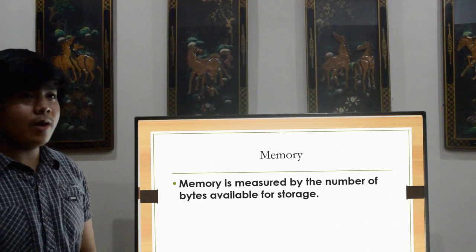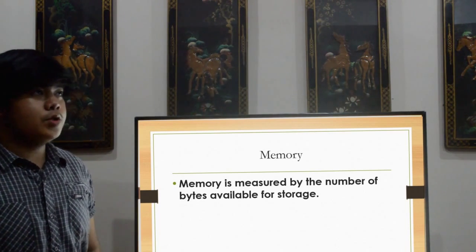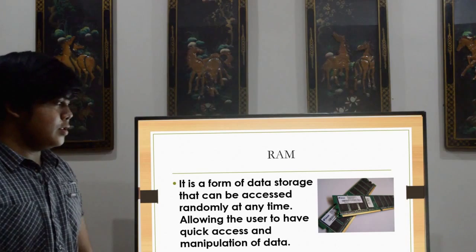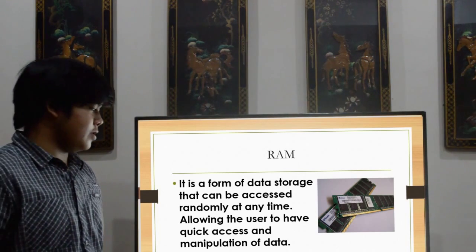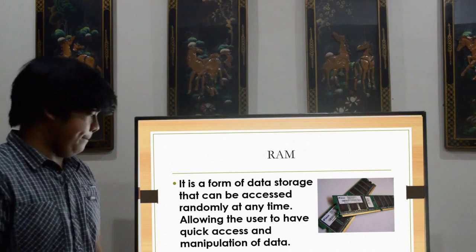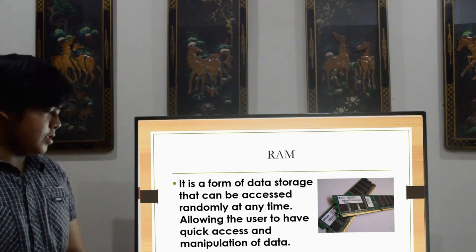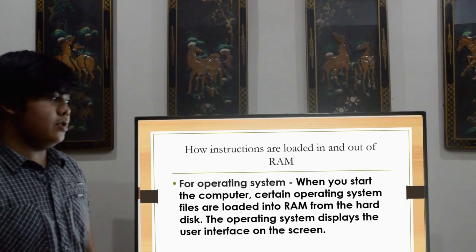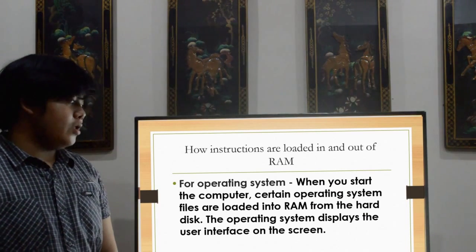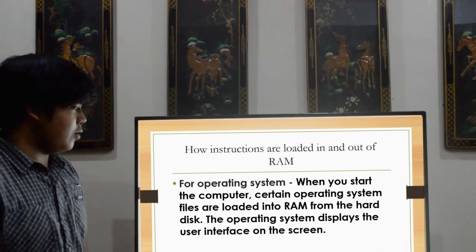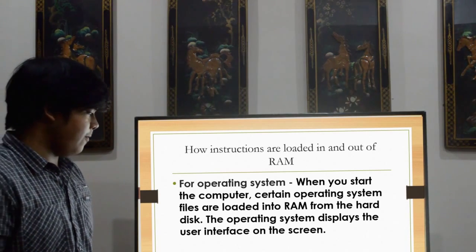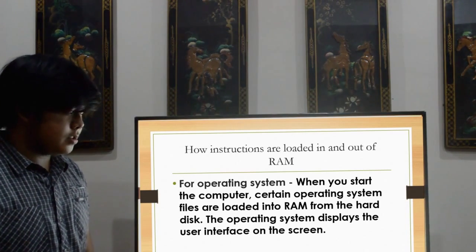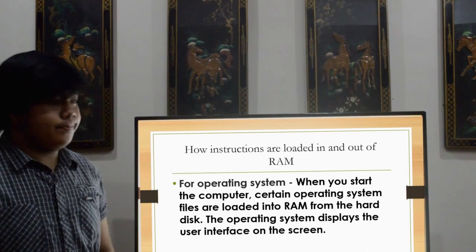Hi, now we'll talk about memory, ROM, and RAM. Memory is measured by the number of bytes available in the storage. RAM is a form of data storage that can be accessed randomly at any time, allowing the user to have quick access and manipulation of data. All instructions are loaded in and out of RAM. For the operating system, when you start the computer, certain operating system files are loaded into RAM from the hard disk. The operating system displays the user interface on the screen.